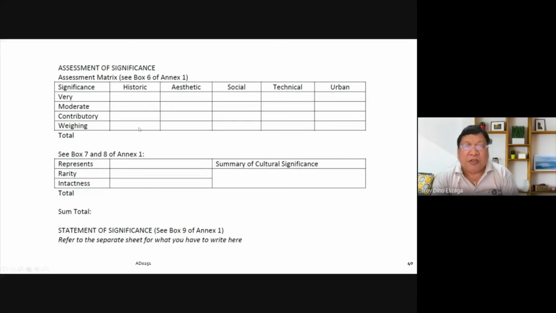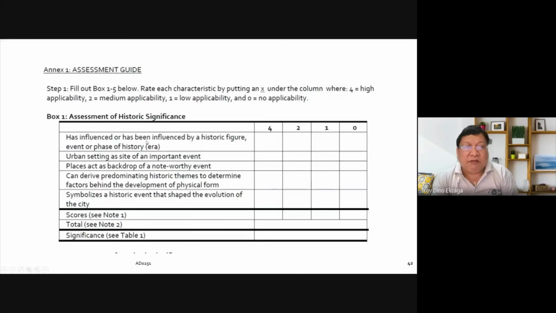Okay, how would you know if it's moderate, or it's contributory? So you need some guide. That's why we developed this guide. For example, in historic significance, there are some criteria: if it has influence or has been influenced by a historic figure, event, phase, or era. If it is not applicable, we take off the zero. But if it is very applicable, it says high applicability, so we take this off.